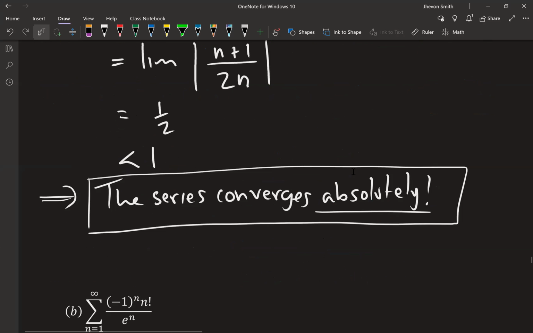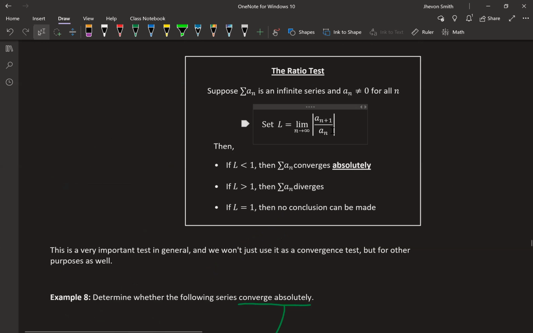So that's the ratio test. In theory, it works on any series. Find this limit specifically, always this limit. And then if it's less than 1, it converges absolutely. If it's greater than 1, it diverges. If it equals 1, you can't actually make a conclusion. And it's worth mentioning that if your a_n is a rational function, then you would always get L equals 1. Jhevon? Yeah.